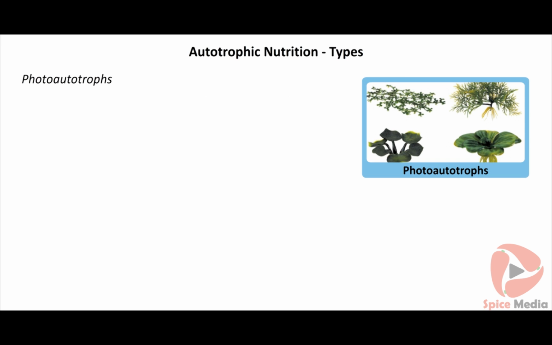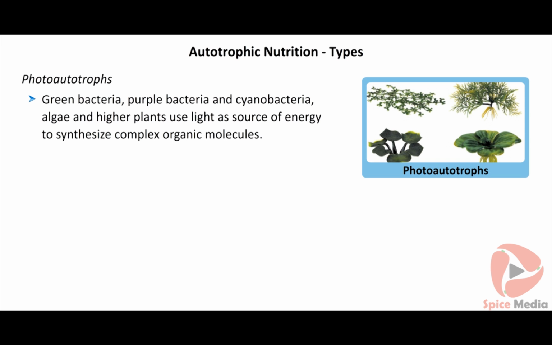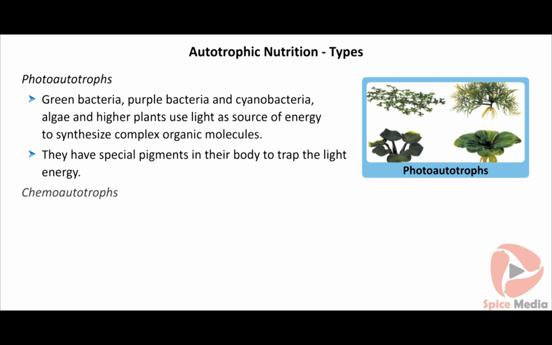Photoautotrophs. Green bacteria, purple bacteria, and cyanobacteria, algae, and higher plants use light as a source of energy to synthesize complex organic molecules. These organisms are called photoautotrophs. They have special pigments in their body to trap the light energy.